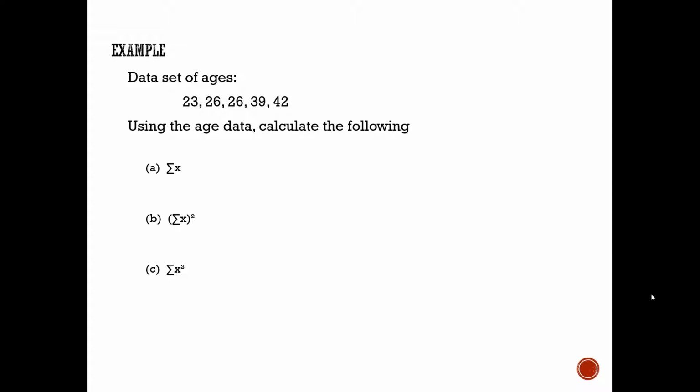Pay attention to B and C, because this is going to be very important as we get over into our formulas. Hopefully you've had a chance to look at this, and if you don't, stop your tape and go ahead and complete this on your paper before you go on and check your answers on the next page.